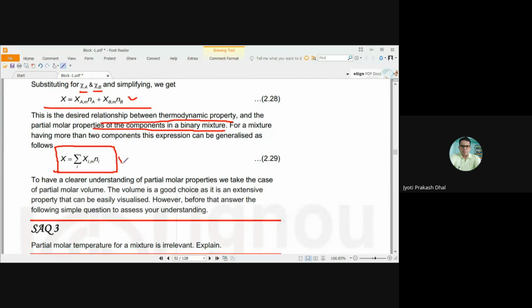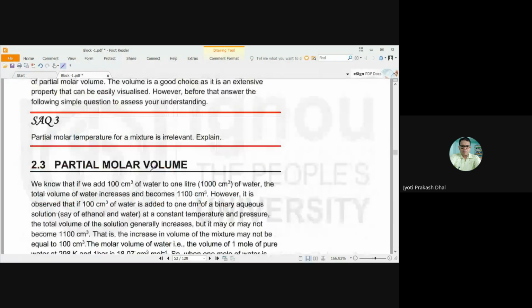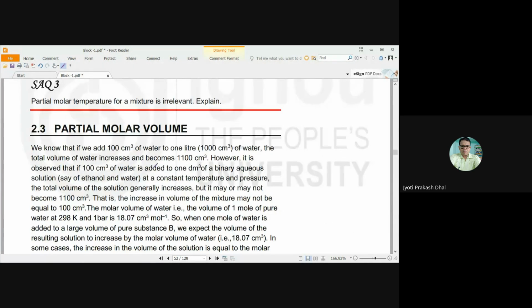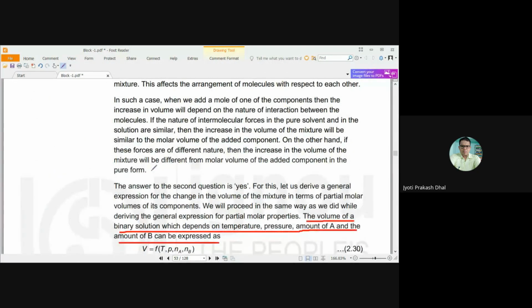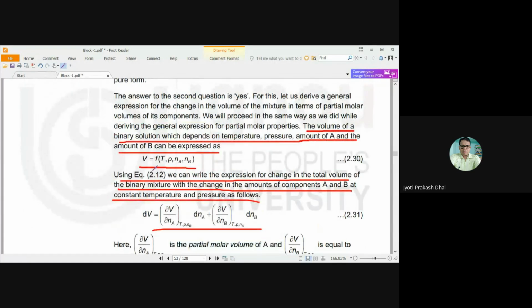So this is the relationship, and the question may be like this: derive the relationship between the thermodynamic property and the partial molar property. After that, we will discuss the partial molar volume, particularly. So here we have to take volume in place of x.